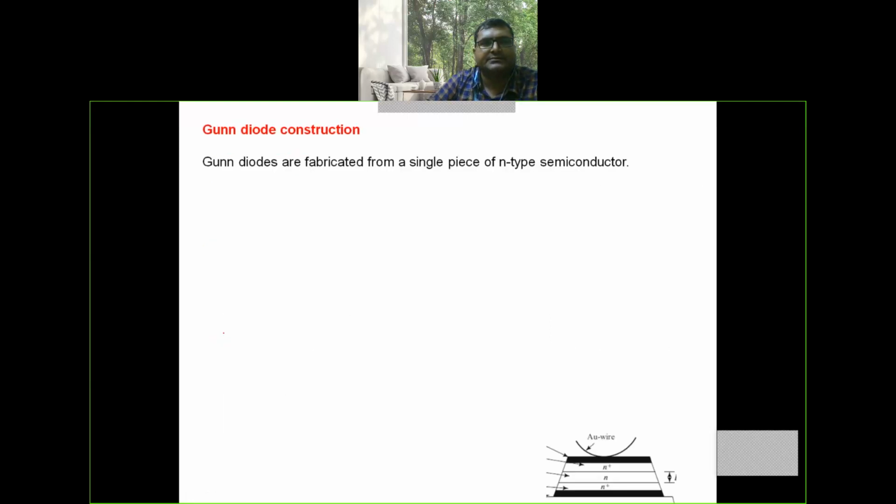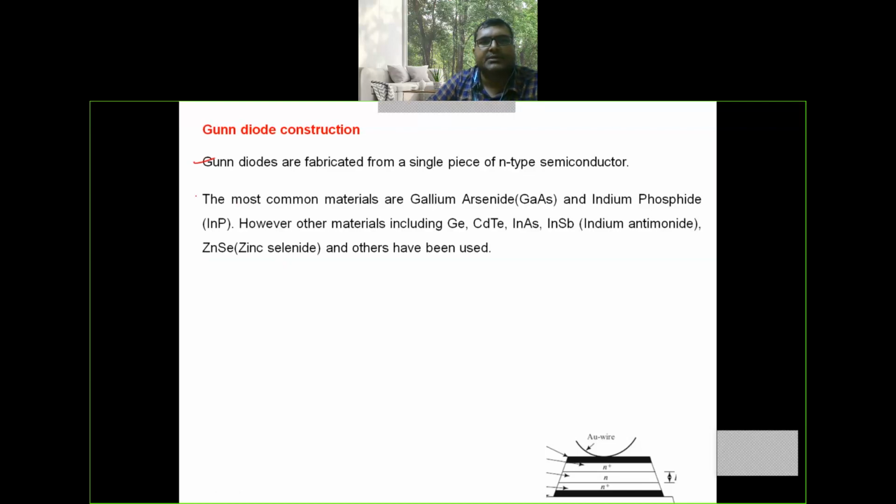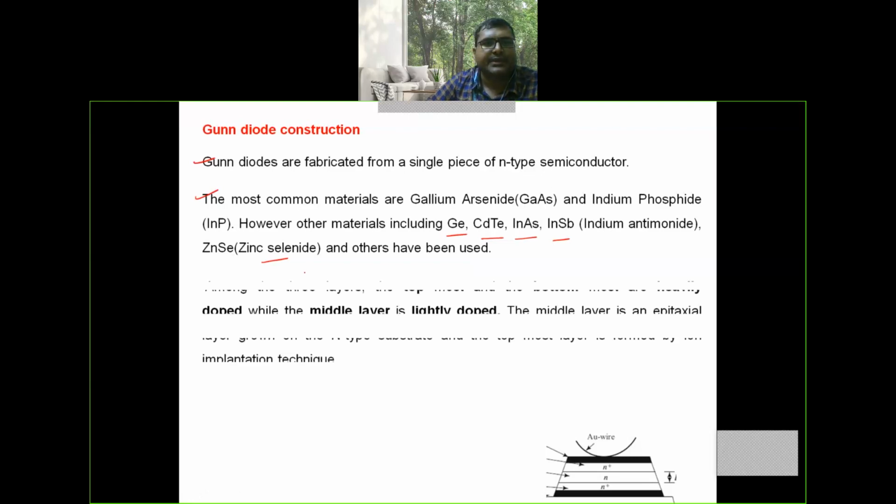Gunn diode construction. Gunn diodes are fabricated from a single piece of N-type semiconductor. The most common materials are gallium arsenide and indium phosphide. However, other materials including germanium, cadmium telluride, indium arsenide, indium antimonide, zinc selenide, and others have been used.